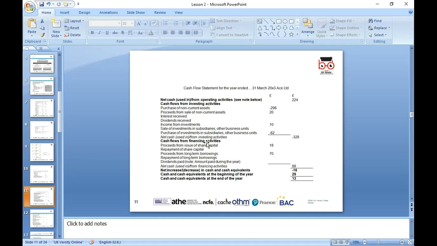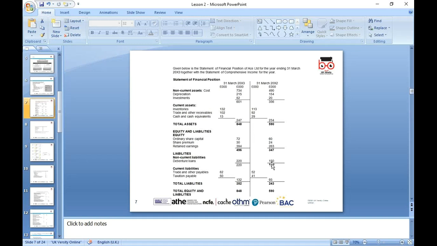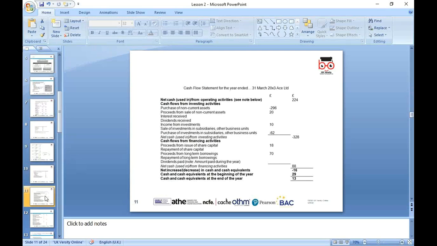Then we'll do the cash from financing activities. Financing means you borrow money. So always look here at non-current liability, last year and this year. It went up, 590 to 848. So this will always have an effect on the cash flow. So the proceeds from the issue of shares are 18, and then the proceeds from the long-term loan 70.